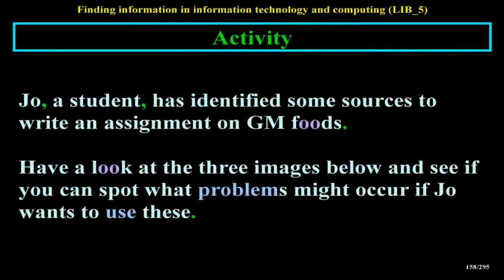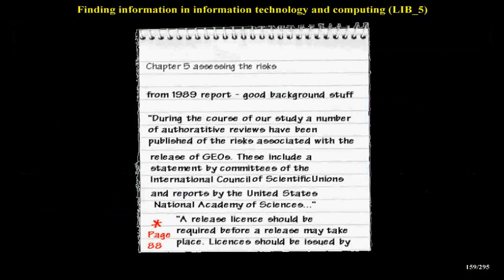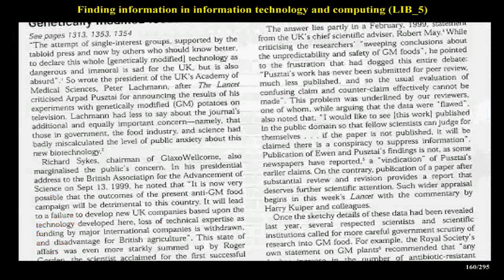Activity. Joe, a student, has identified some sources to write an assignment on GM foods. Have a look at the 3 images below and see if you can spot what problems might occur if Joe wants to use these. Answer. This is what we thought. Image 1.